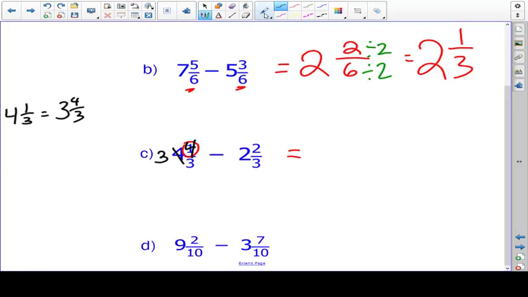And how we get that is we take this number right here and add it to here. 3 and 1 make 4. So we get one less whole, so that becomes a 3, and 4/3. Now when we subtract, we should be able to do it okay. Can we take 2 away from 4? Yep, we get 2/3. And 3 minus 2 is 1. So the answer is 1 and 2/3.